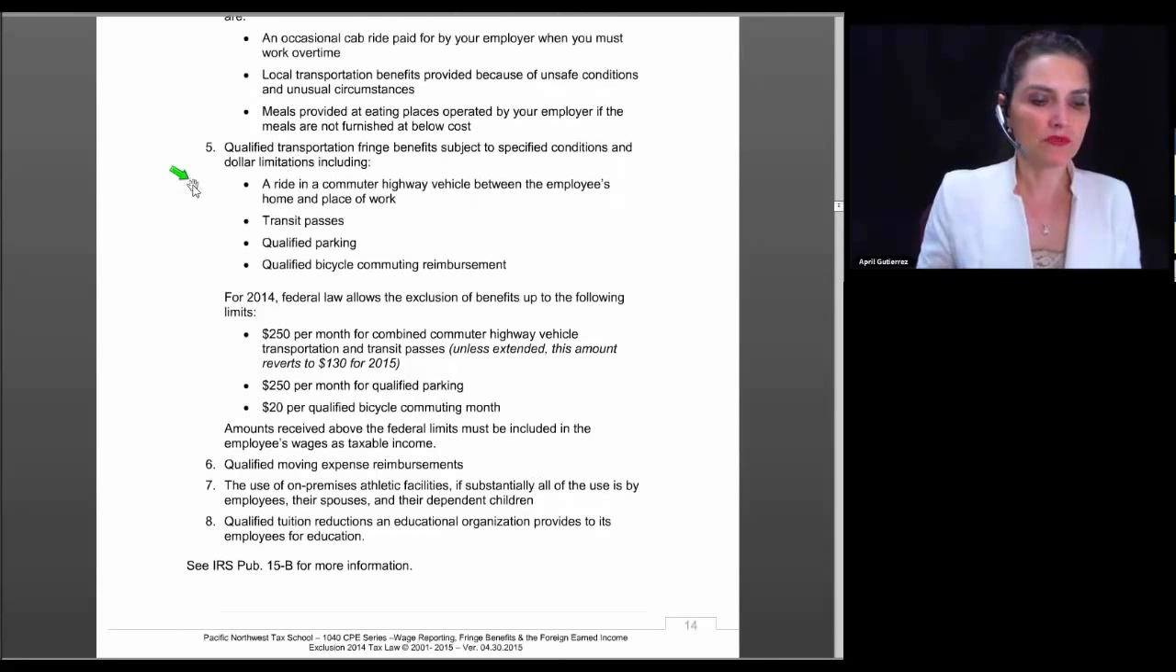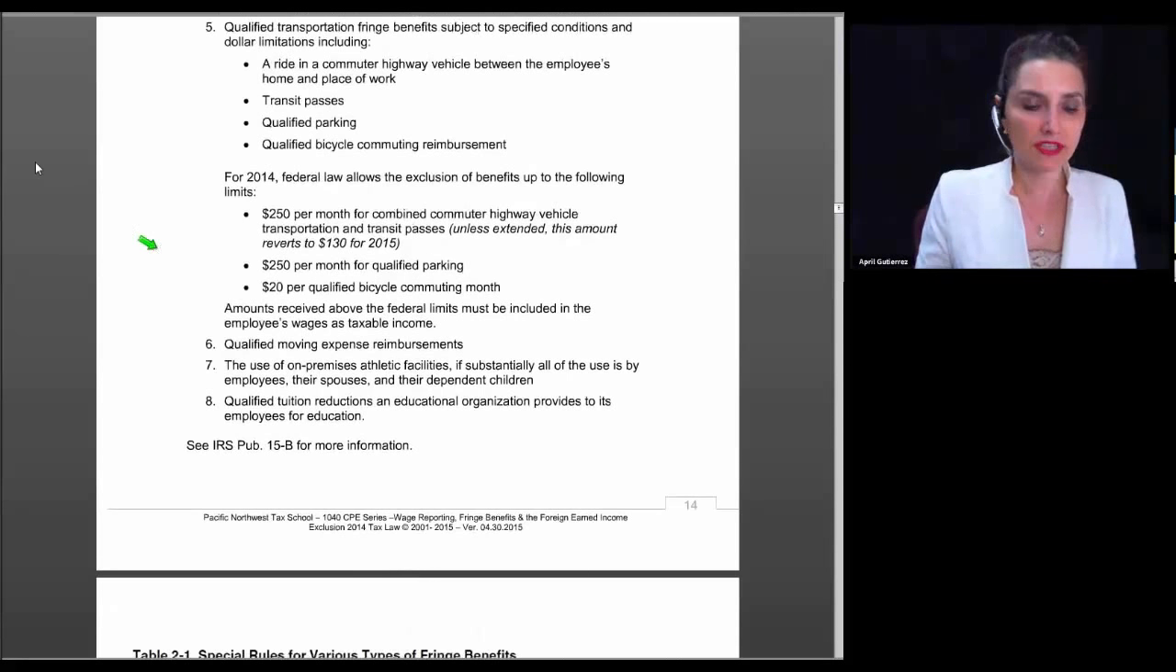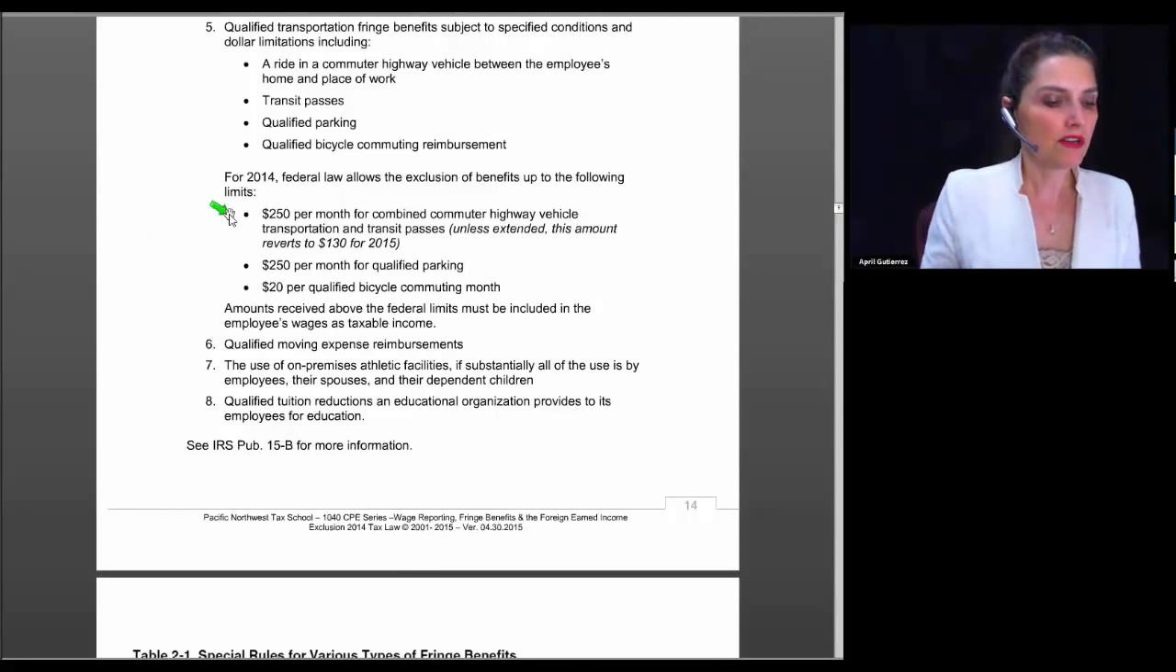Qualified transportation fringe benefits, subject to specified conditions and dollar limitations, including a ride in a commuter highway vehicle between the employee's home and place of work, transit passes, qualified parking, and qualified bicycle commuting reimbursement. For 2014, federal law allows the exclusion of these benefits up to the following threshold amounts: $250 a month for combined commuter highway vehicle transportation and transit passes, but beware that unless extended, this amount does revert to $130 for 2015. $250 a month for qualified parking and $20 per qualified bicycle commuting month.